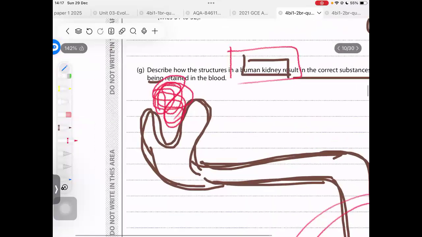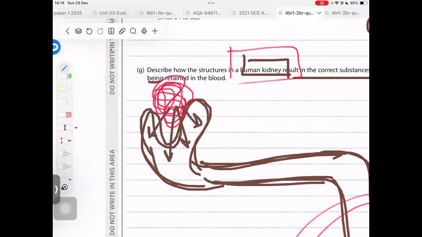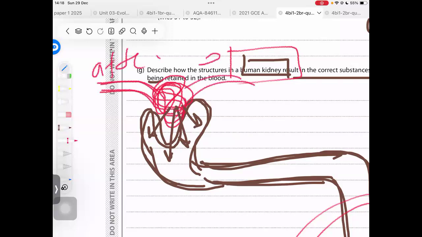Here in the glomerulus, substances pass into the Bowman's capsule by a method called ultrafiltration, right? There is an arteriole called the efferent arteriole. The afferent arteriole brings blood into the glomerulus, and the efferent arteriole carries blood away from the glomerulus. And this efferent arteriole is thinner than the afferent one.